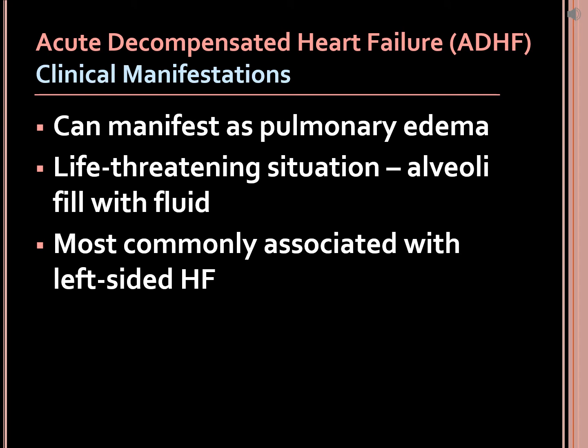So when those alveoli do fill with fluid, this is when it's considered the life-threatening portion of an acute decompensated heart failure, because now we're going to see manifestations of pulmonary edema. And these pulmonary edema manifestations are pretty distinct. The first thing that the patient is going to say is, I am so short of breath, I can't breathe, I can't catch my breath, I feel like I'm drowning.